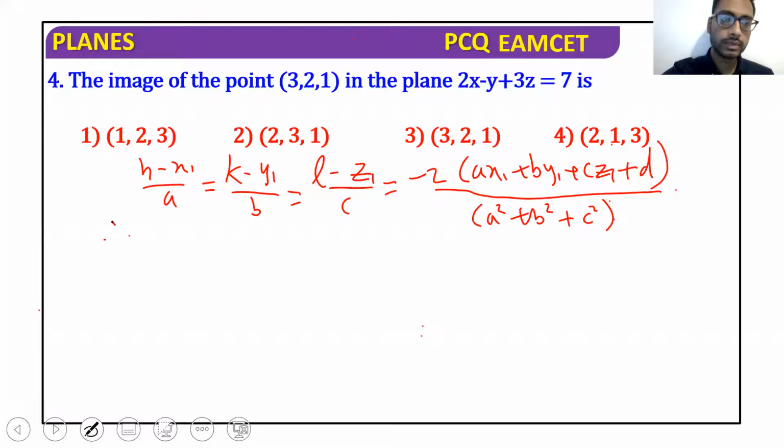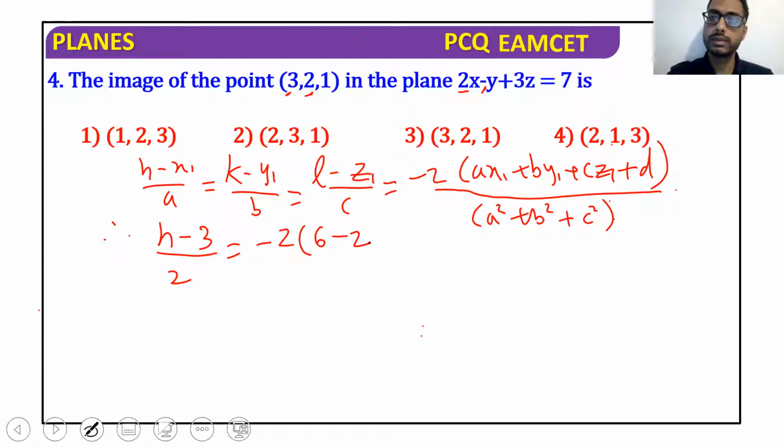And therefore simplify h minus x1 upon a. x1 in this case is 3. A is given as direction ratio 2, so this is equal to minus 2 into ax1 plus by1 plus cz1 plus d. A is equal to 2 and x1 is given as 3, so 2 into 6, plus b y1. B is minus 1 and y1 is 2, so minus 2, plus cz1. C is equal to 3, z1 is equal to 1, so plus 3, plus d.